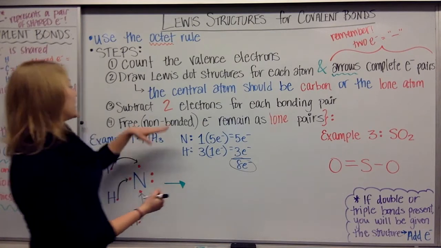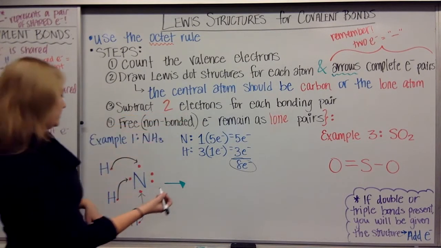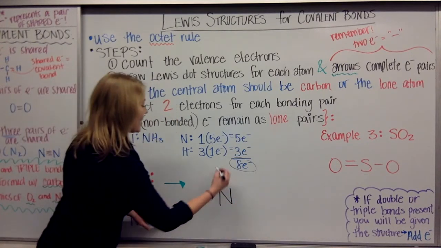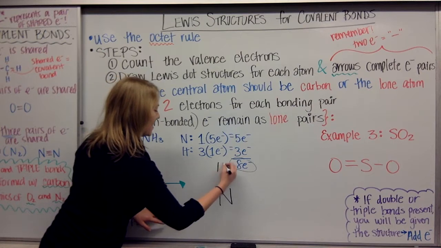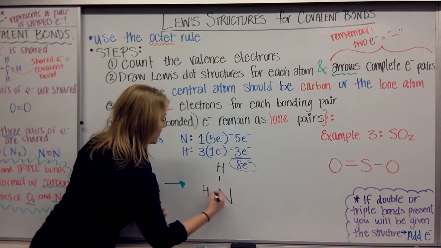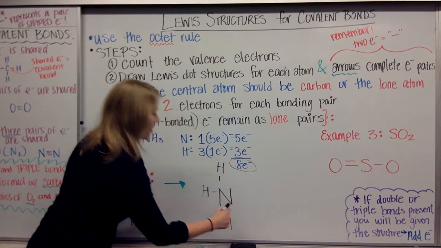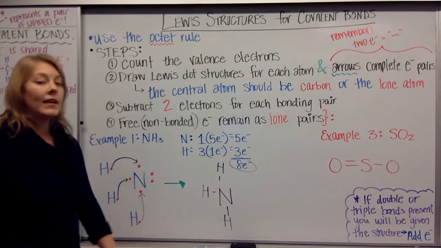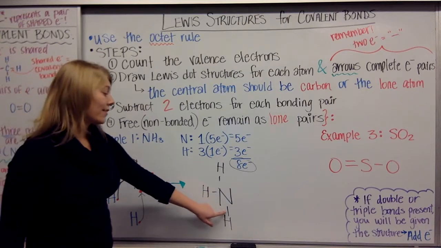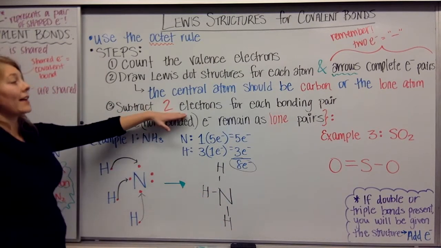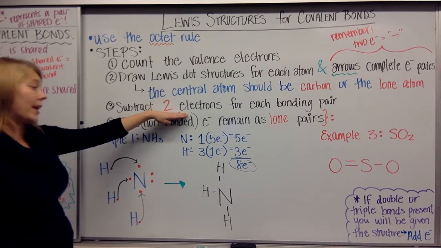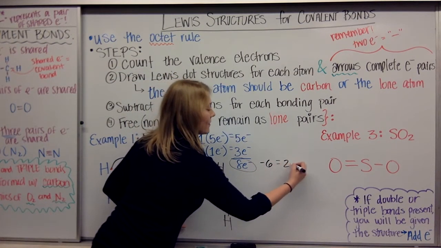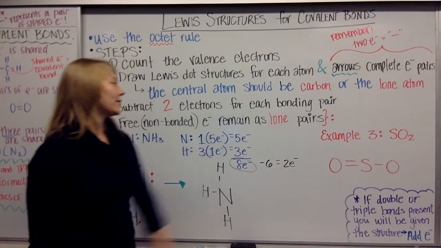So what does this look like? We're going to draw what we have here. So we have 3 hydrogens, right? Hydrogen, hydrogen, hydrogen. Notice that I'm using bonds here. These arrows are now becoming lines. That represents 2 electrons for each bond. So I'm going to subtract 2 electrons for each bonding pair. From my 8, I'm going to subtract 6. I'm left with 2 electrons.